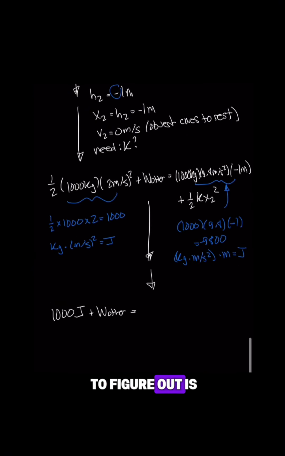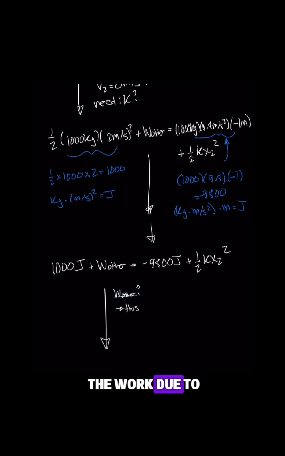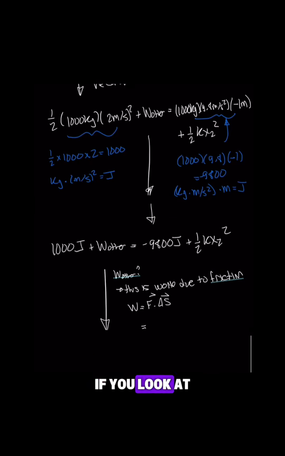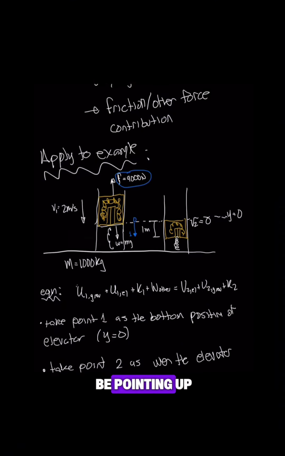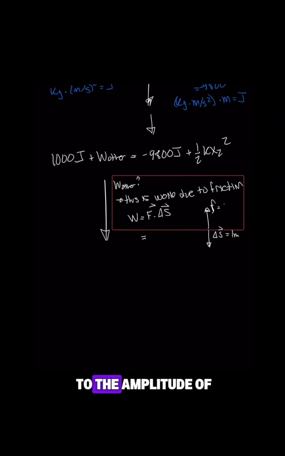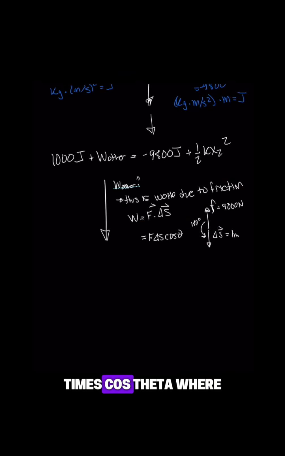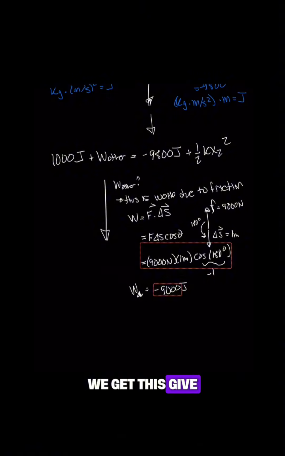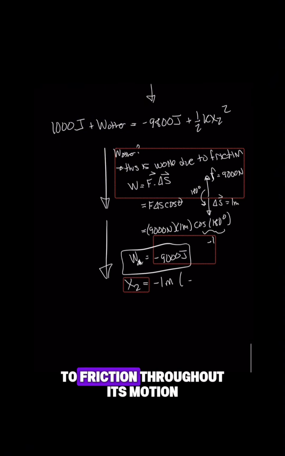One thing we need to figure out is what work other is. This is going to be the work due to friction. Apply our general work equation, which is equal to force times displacement. If you look at our diagram, our friction force is going to be pointing up and our displacement is going to be pointing down. We can also write the work as the magnitudes of force and displacement times cos theta, where theta is the angle between them. If you do that and plug in our values, we get this. It's going to be the work due to friction throughout its motion.